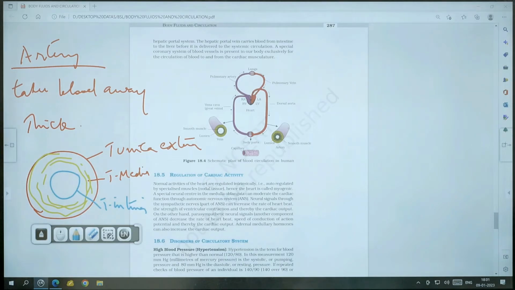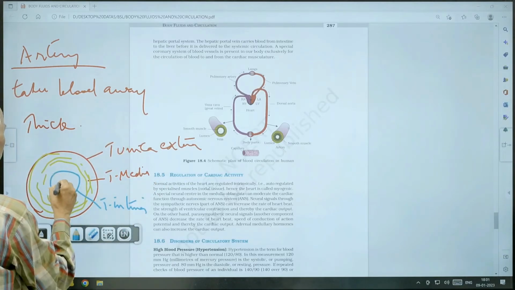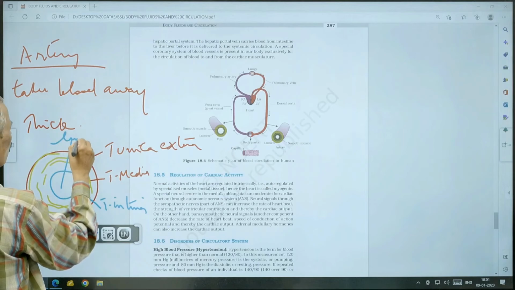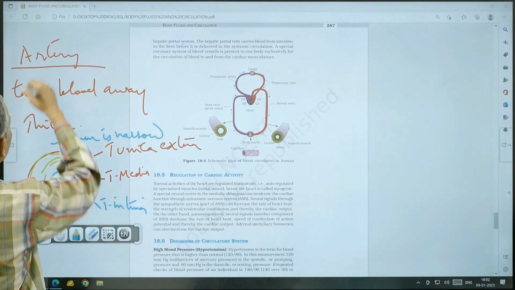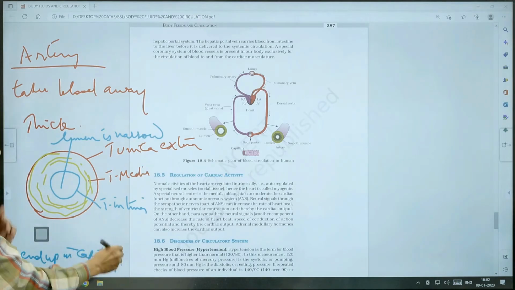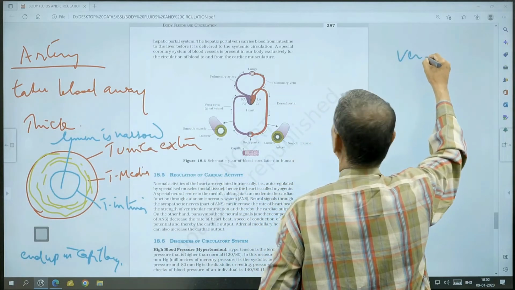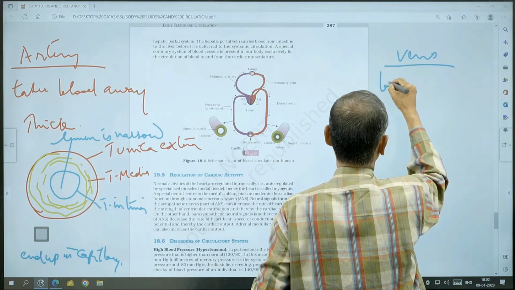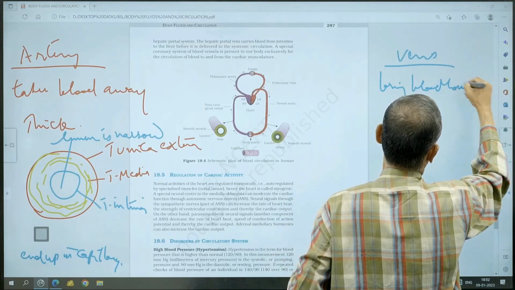In arteries, the tunica media is very thick. So this is the lumen. The lumen is narrow. And an artery always ends up in capillaries. Whereas veins bring blood towards the heart.